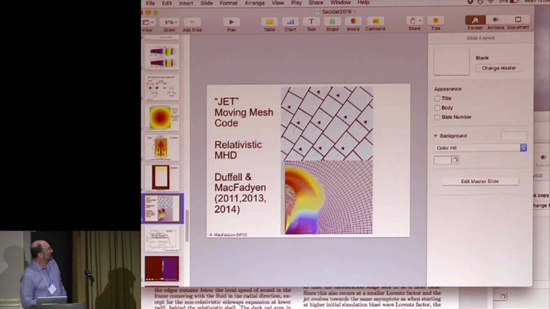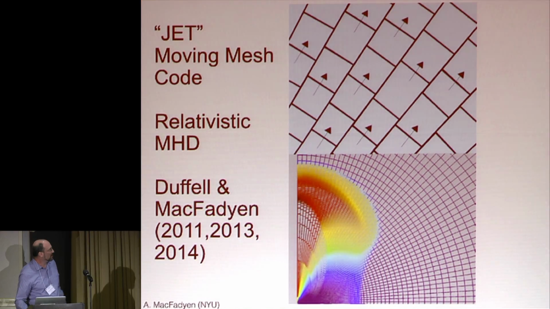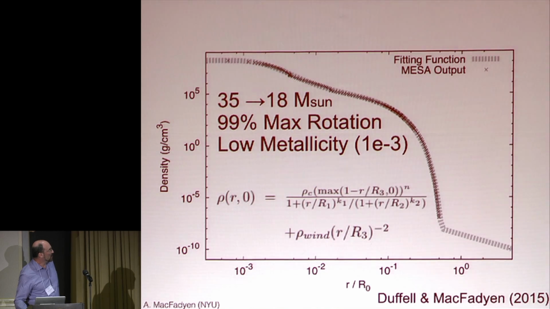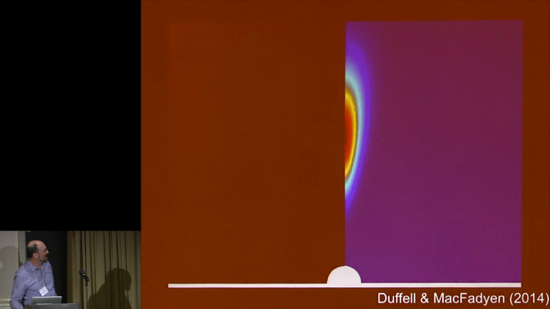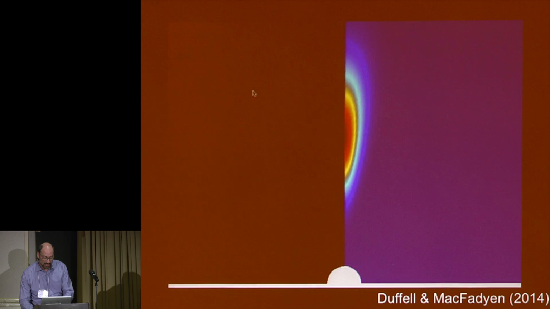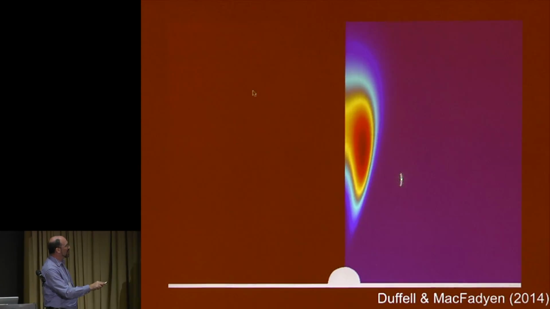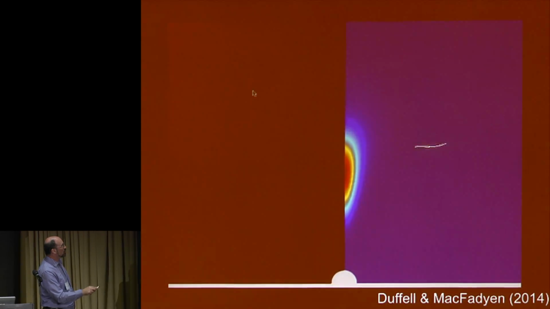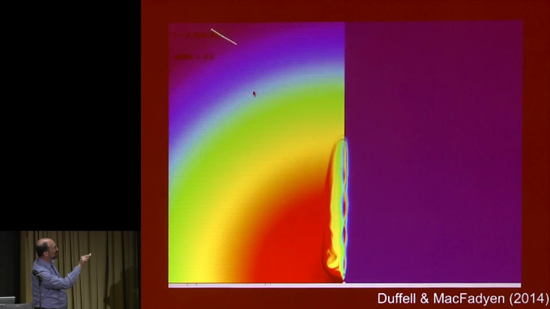So using JET, which is the relativistic MHD code that Paul Duffell wrote, that moves with the flow, we were able to explode a massive Wolf-Rayet star, low metallicity, 18 solar masses. What we did is take the engine inside the star. This is at 10^7 centimeters, but it's Lagrangian, so this is expanding by many orders of magnitude. You'll see the radial lines coming through.